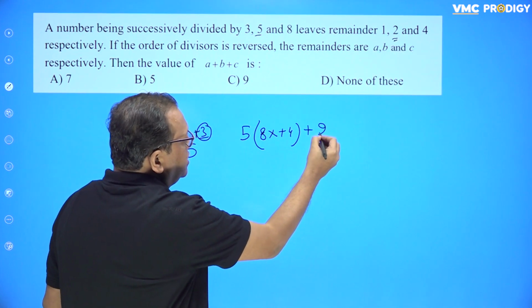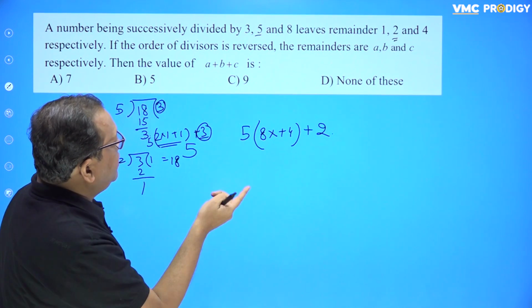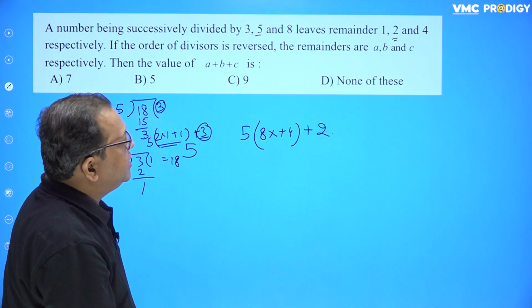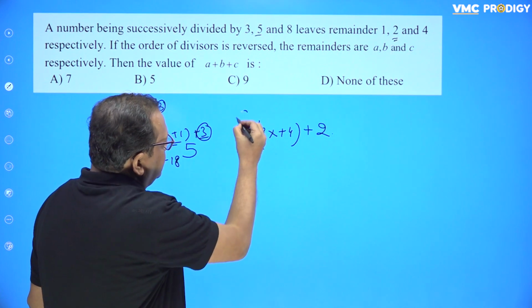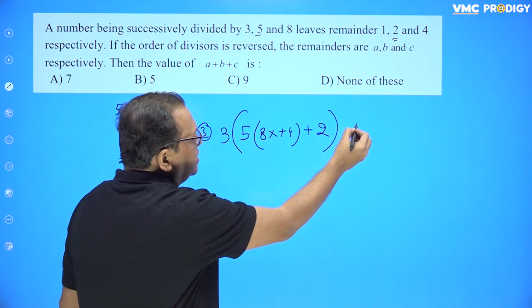So when I divide that number by 5, the remainder is 2. Again, I go further up. Then when divided by 3, the remainder is 1. So I can say this is the quotient, and when divided by 3, the remainder is 1.